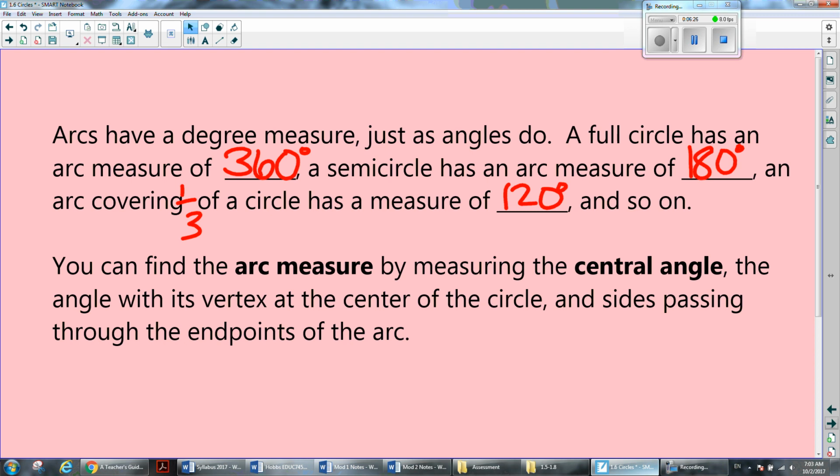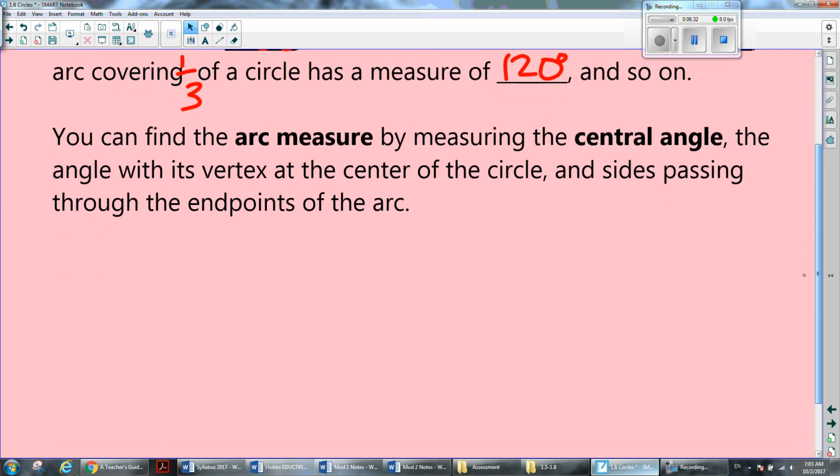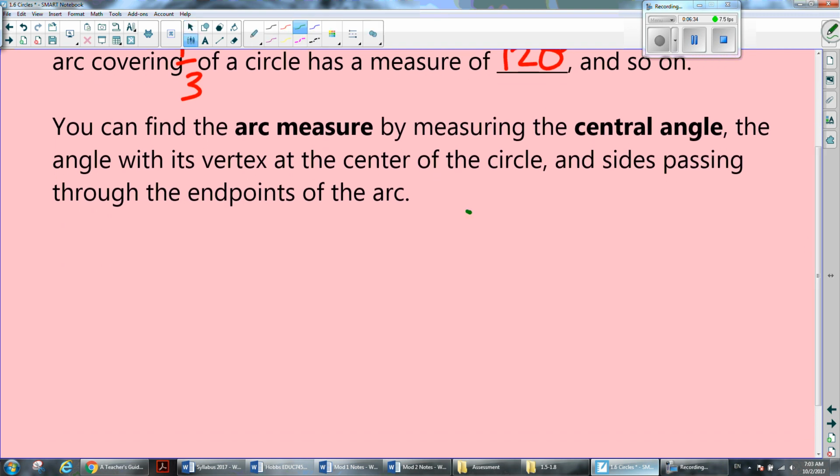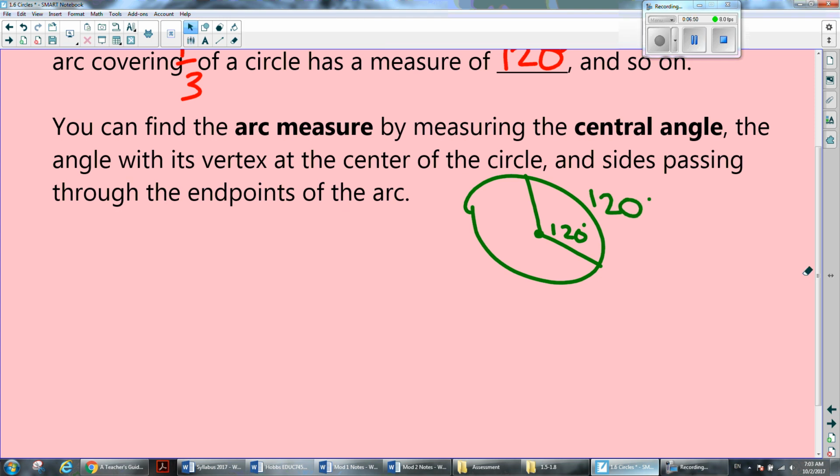So you can find the arc measure by measuring the central angle. So maybe sketching a picture here. This is our circle. A central angle is the angle with its vertex at the center of the circle and sides passing through the endpoints of the arc. So this is our angle. Let's say this was 120 degrees. That means the arc measure would also be 120 degrees. It's about 1/3 of the circle.